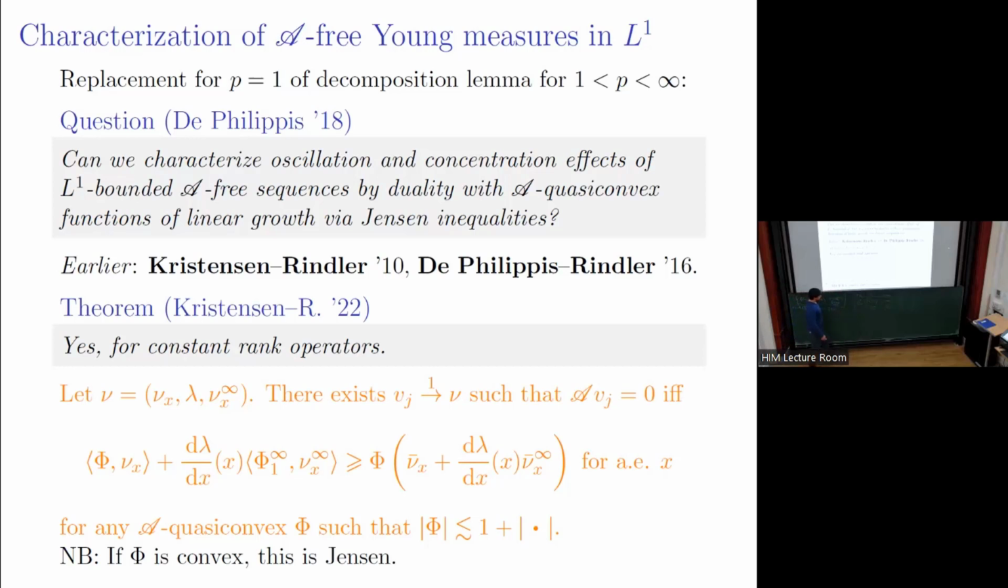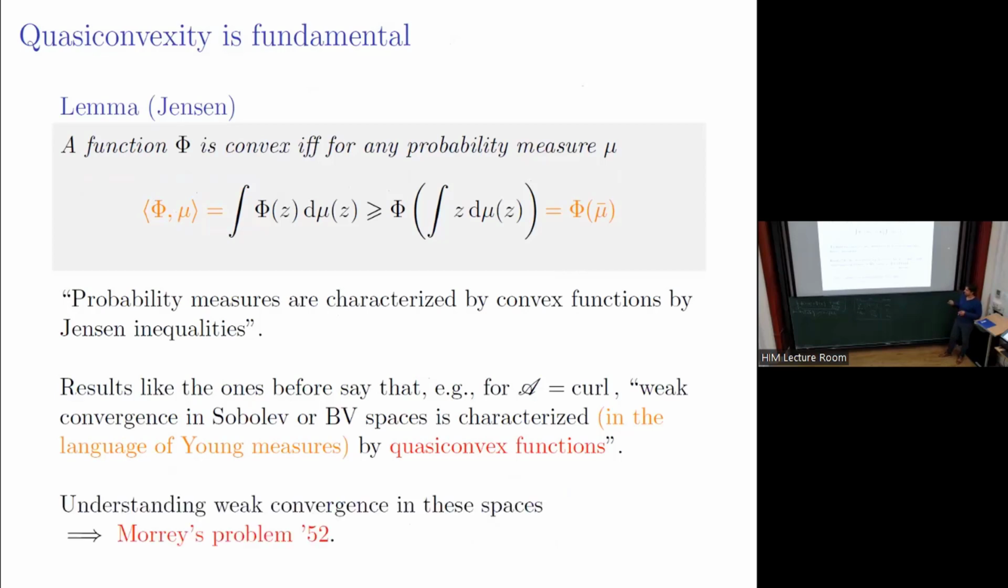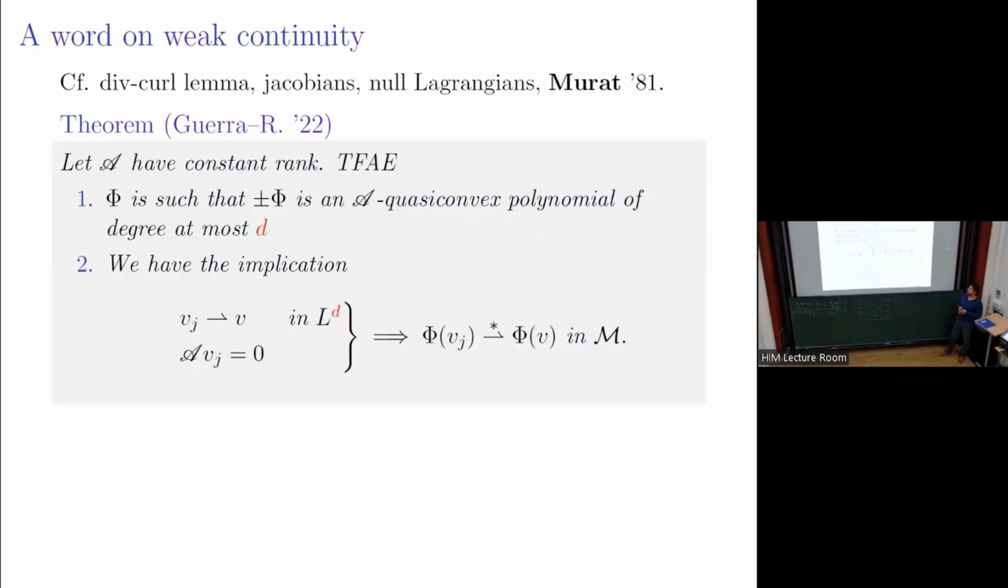And in the same flavor, if we're looking at weak convergence, like A-free sequences in L^p, then these are characterized by A-free Young measures, and we reach the class of A-quasi-convex functions. So in this sense, it exactly characterizes weak convergence in Sobolev or BV spaces. And of course, it's another way of stressing how important Morrey's problem is, which I will not state here.